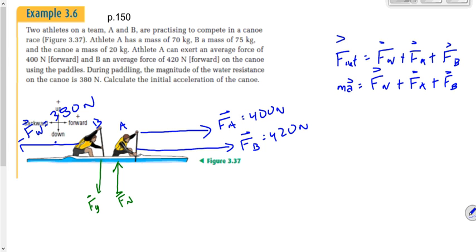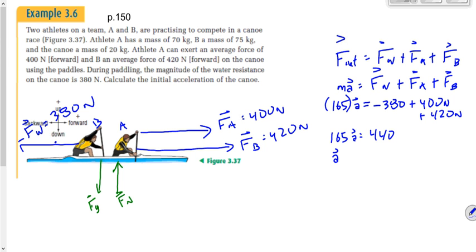Let's sub in my numbers now. Mass here is 70, 75, and 20, so 165. We're going to use the total mass because it's the total thing that's being accelerated. Fw is negative 380, Fa is 400, and Fb is 420. 165 times a is equal to, I think that's 440. And 440 divided by 165 is going to give me 2 point something. 2.7, say? Meters per second squared, or you could say newtons per kilogram, right? Good.